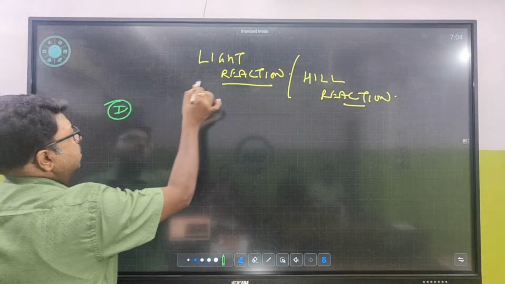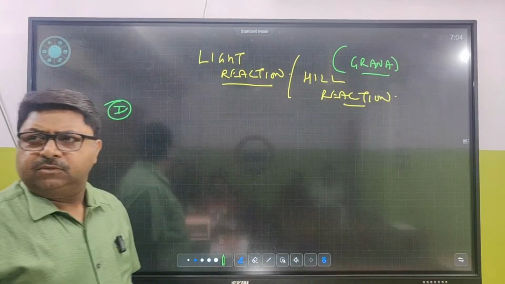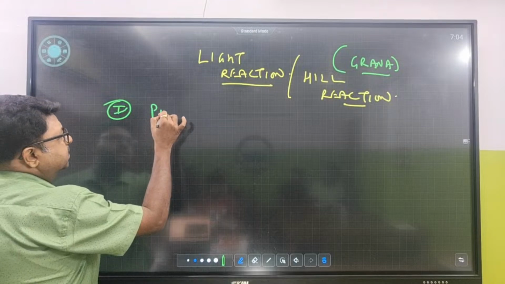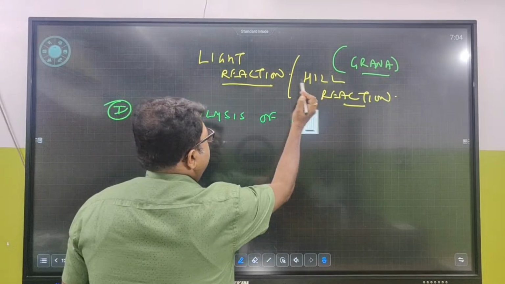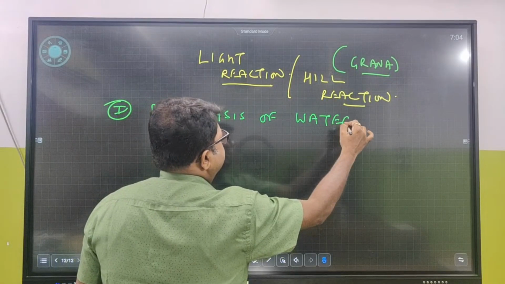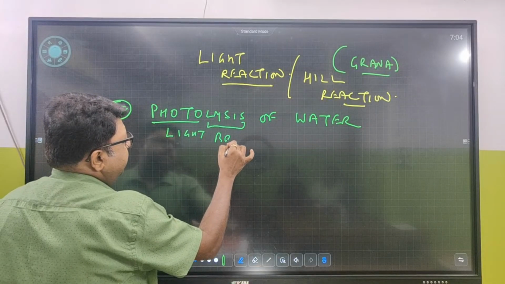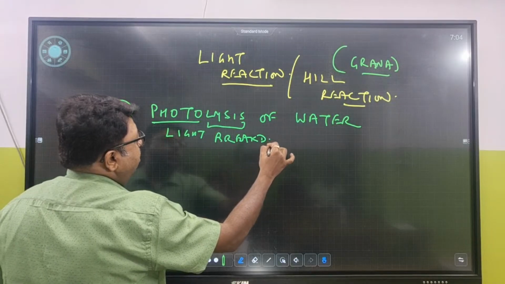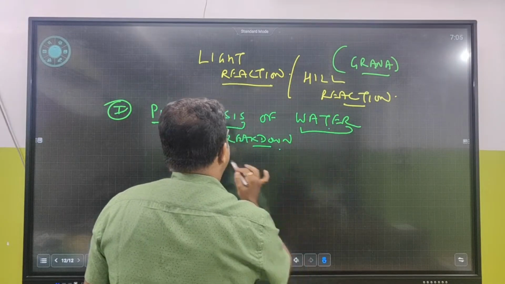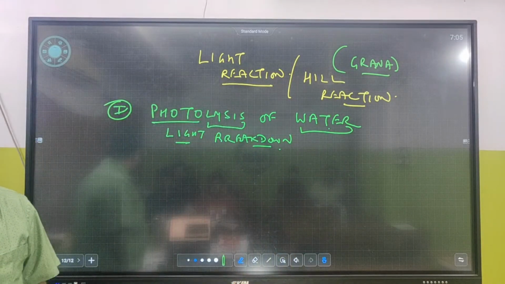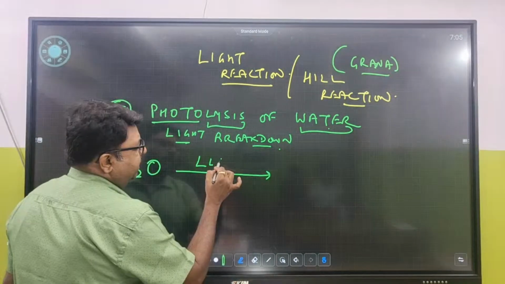What is the site? Ayushi, tell me, what is the site where it takes place? Granum. Okay? The first step is photolysis of water. What is the meaning of the term photo? Photo means light. Lysis means breakdown. So breakdown of water in presence of light. So water gets split in light.